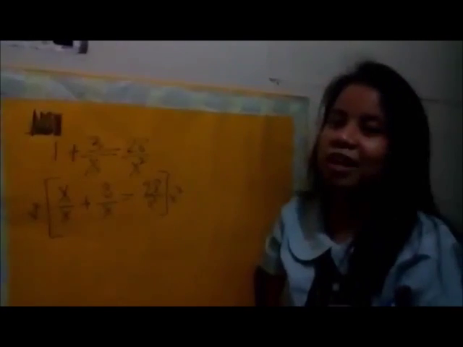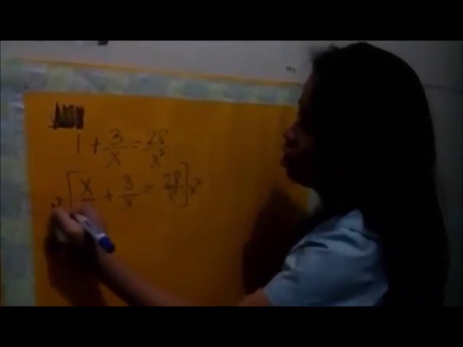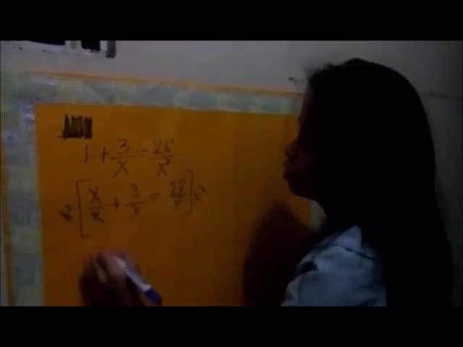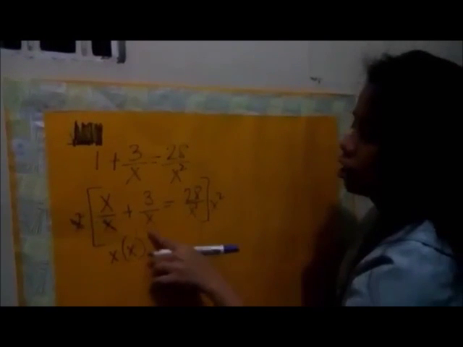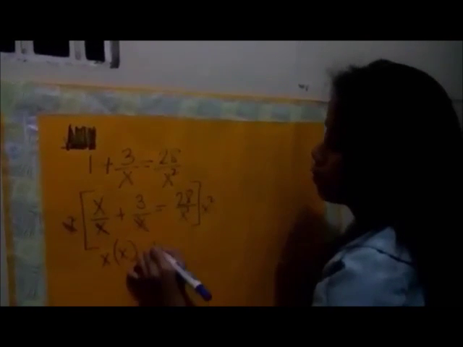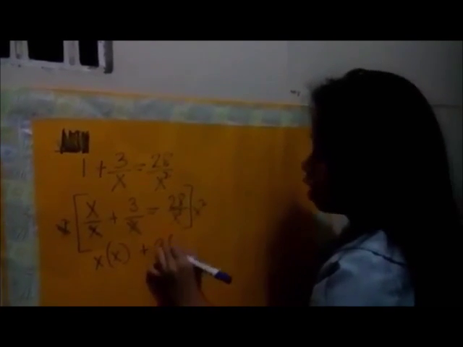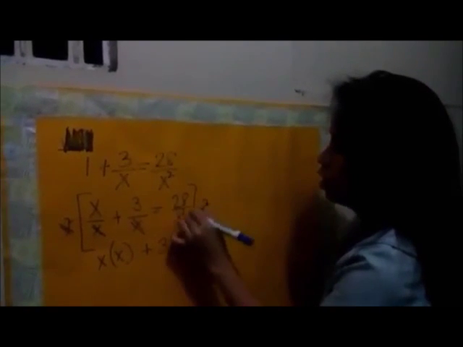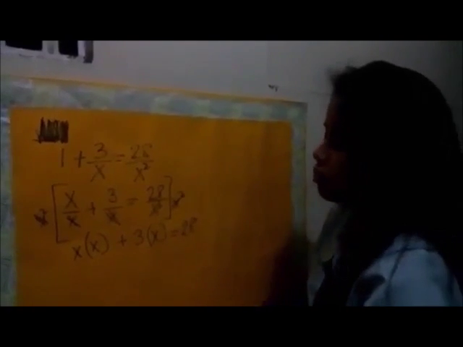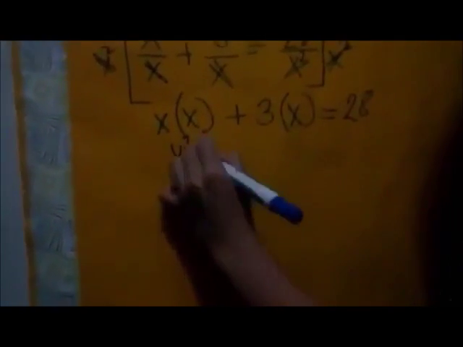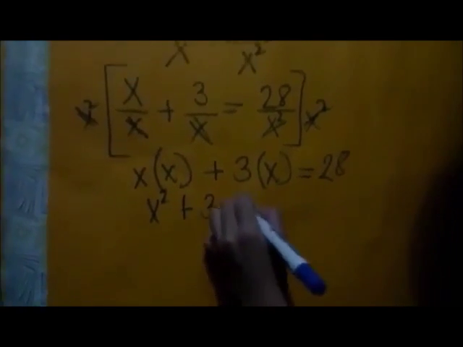Multiply both sides by x squared, so that the fraction will be removed. So x squared, then x times x, then x squared times x, cancel 3x, plus 3 times x, then cancel, equals 28. From this, simplify the equation. So x squared plus 3x equals 28.